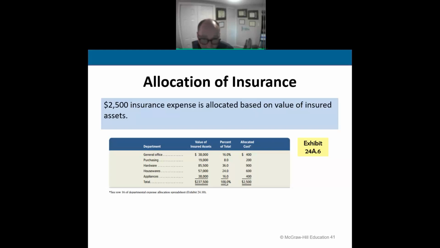Insurance. It's usually based off of the value of assets, would be the basis. Each department divided by the total gives me the percentage. I take the total cost times that percentage, which gives me the allocated cost to each department.